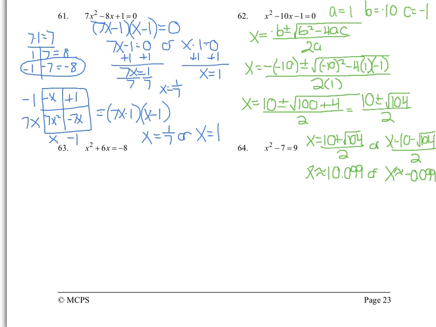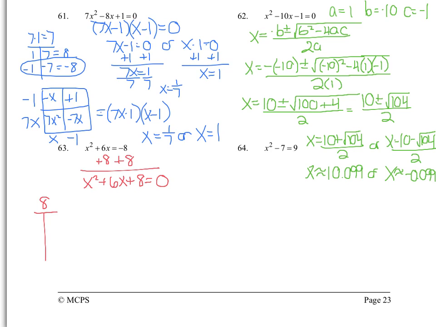For number 63, I have x squared plus 6x equals negative 8. You do not want to solve any quadratic equations without setting it equal to 0 first, unless you're using the square root method. So the first thing I'm going to do is add 8 on both sides and get x squared plus 6x plus 8 equals 0.